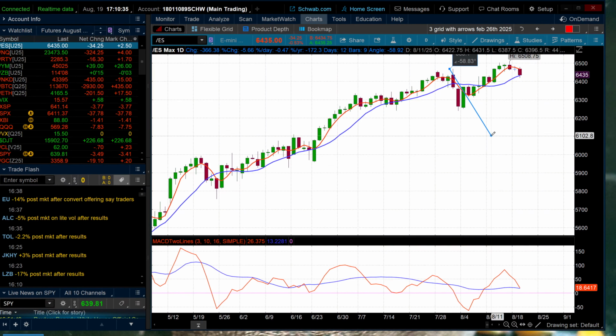The key, like I said, and I'll do in the next video, is overbought in an uptrend or a downtrend and how to determine if they're in an uptrend or a downtrend.